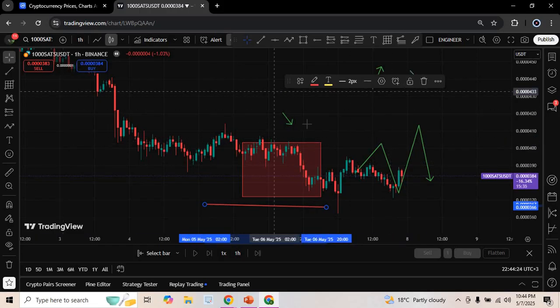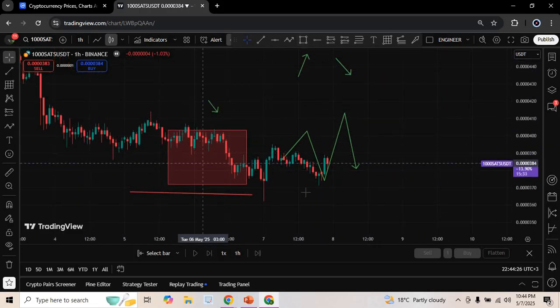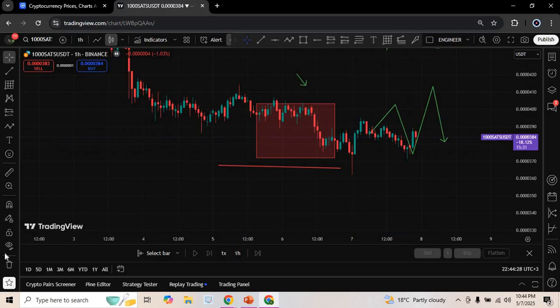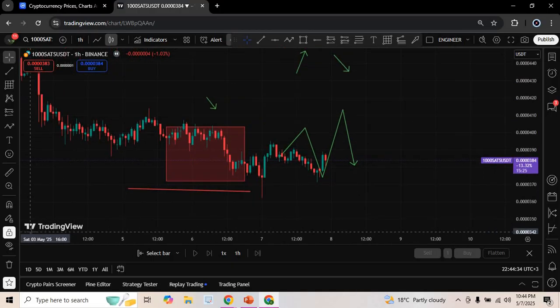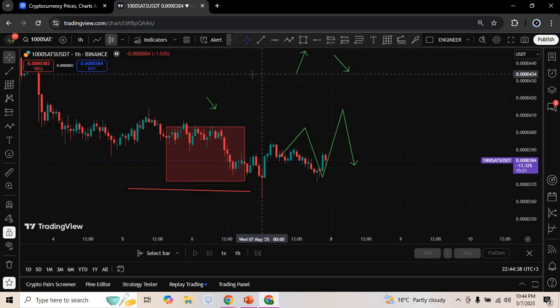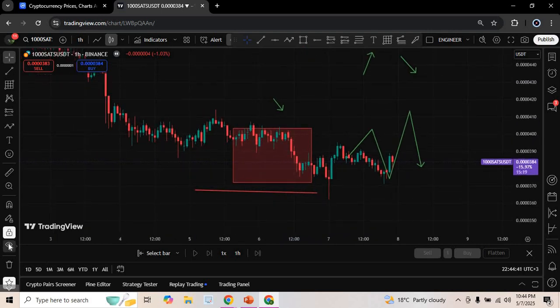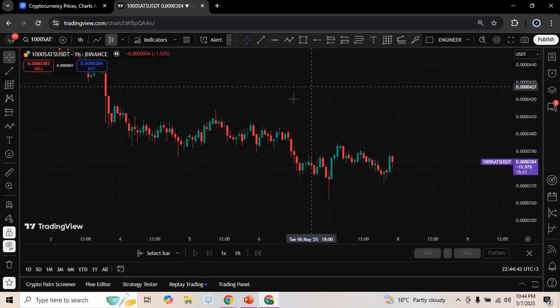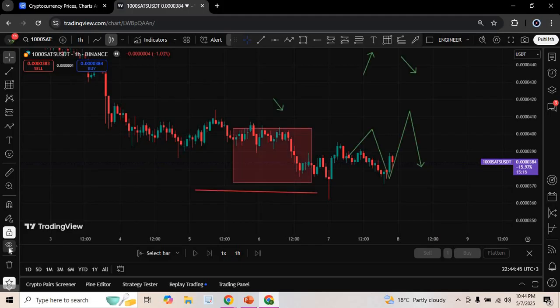But if I want to lock the whole chart so that everything that is drawn here cannot be moved, it stays like that, I'll come to this part right here and lock it. Lock it like that. And if I want all these things to disappear, close my eyes like that, they disappear. If I open that, they appear.